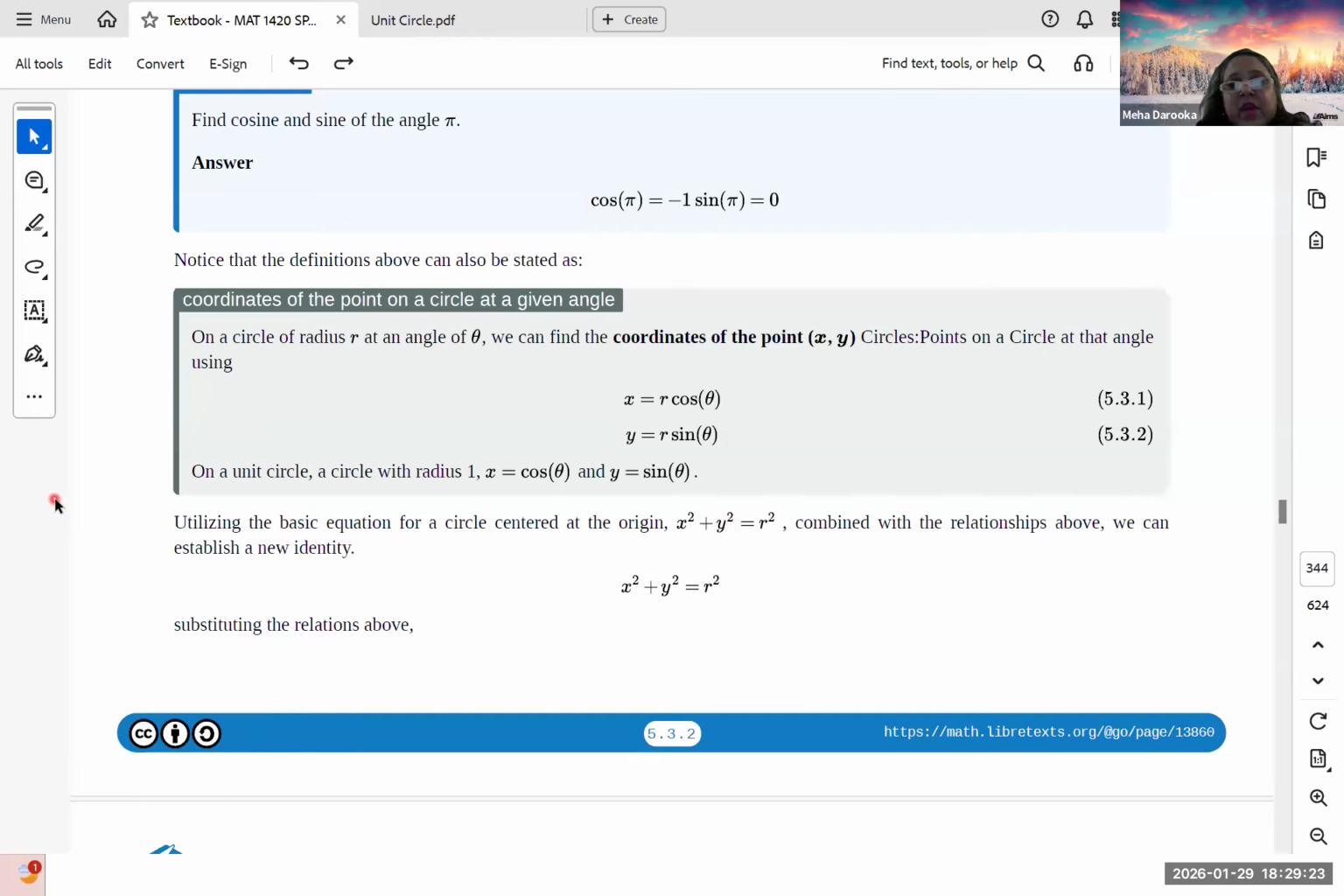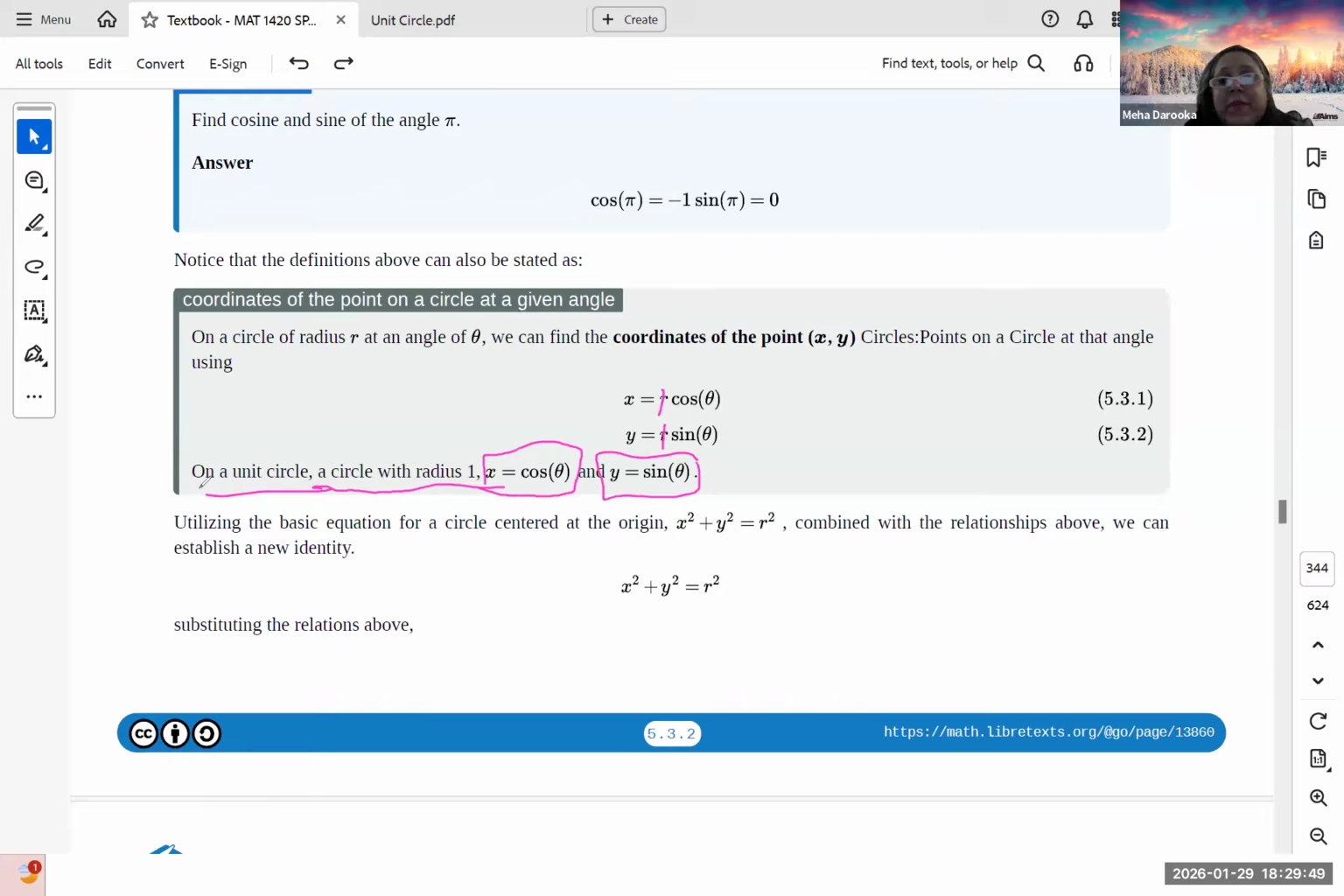And basically, if you are looking at a unit circle, again, to refresh your memory, when we're talking unit circle, remember your radius is 1. So obviously, these numbers would just become 1. So 1 times cosine theta, 1 times sine of theta, and your x and y values would be just cosine and sine. And this is, of course, for a unit circle.